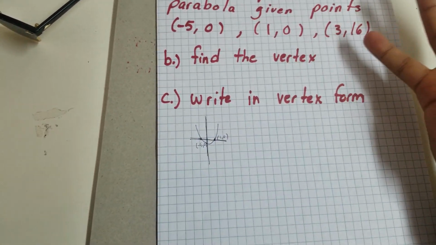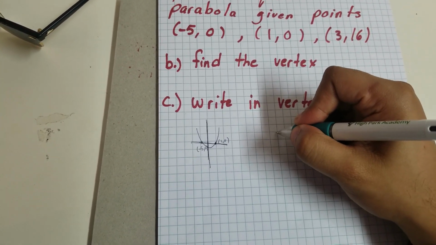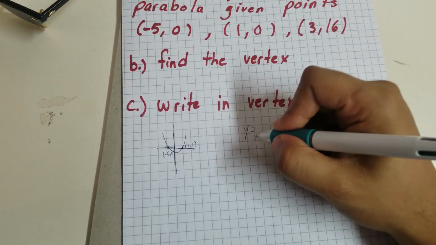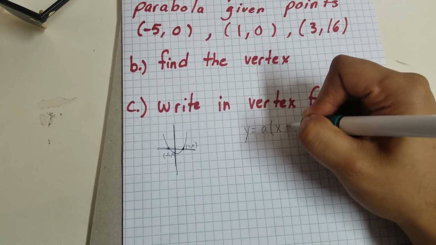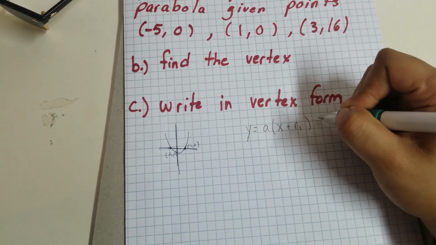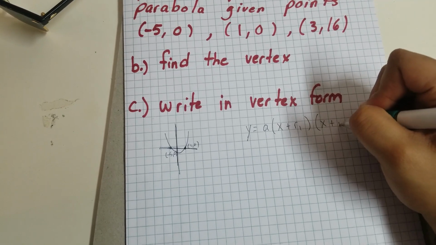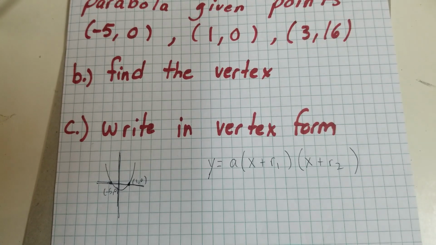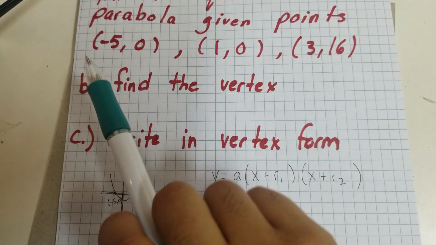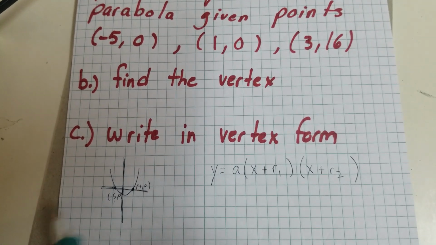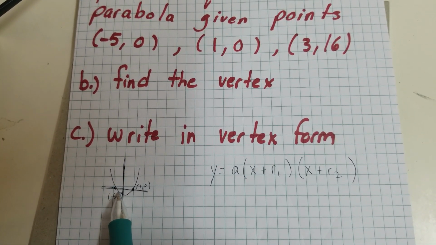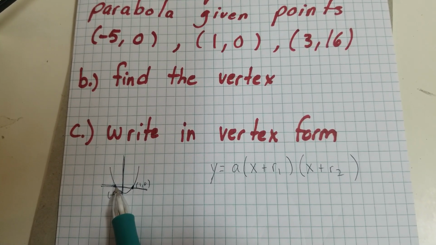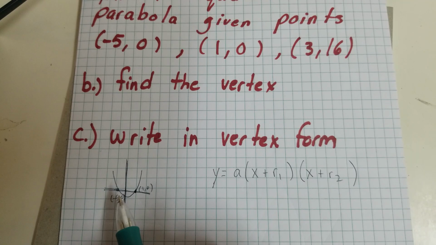Because I'm given the zeros, I know I'm going to write the equation of the parabola something like this: y equals a, because I never know what my a is, times x plus r1, multiplied by x plus r2. Now, r1 and r2 are the zeros, but we don't want to take them as -5. If you remember, when we factor a parabola, we say x plus 5 equals 0, so then x equals -5 is the zero.